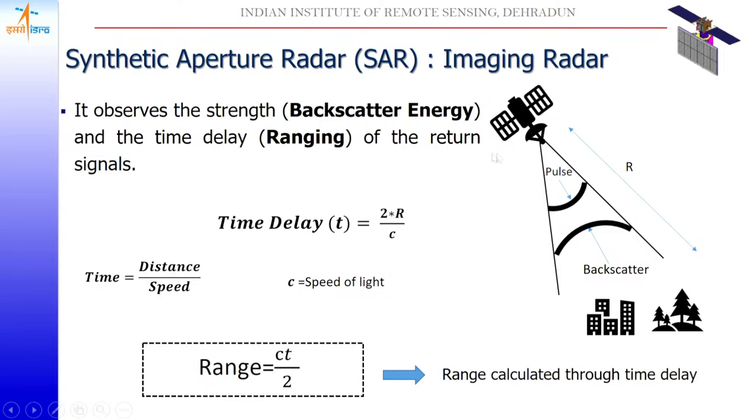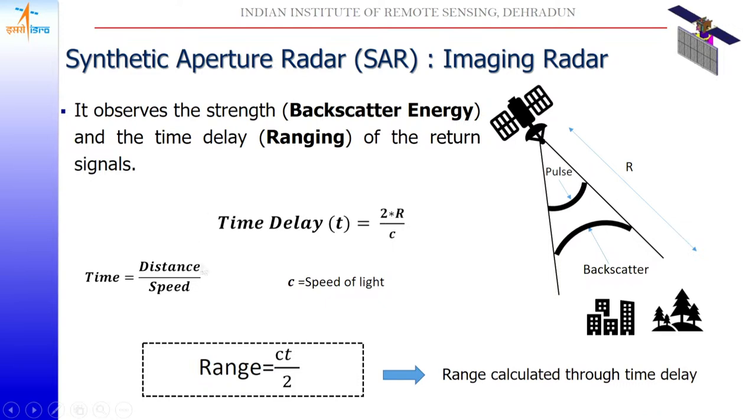Here you can see that if this pulse is sent towards the ground, initially it has the distance r. But the pulse is first transmitted, it interacts with the earth surface, and it is backscattered towards the sensor. So this pulse actually travels 2r distance. So time is given by 2r by c. From this formula, the range is given by c tau by 2. So this range is calculated through the time delay.